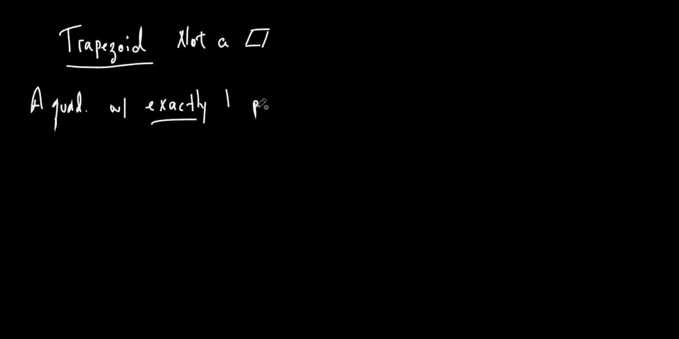With exactly one pair of parallel sides. It says exactly. Now, how many pairs of parallel sides does a parallelogram have? It's got two. But a trapezoid only has one pair of parallel sides.